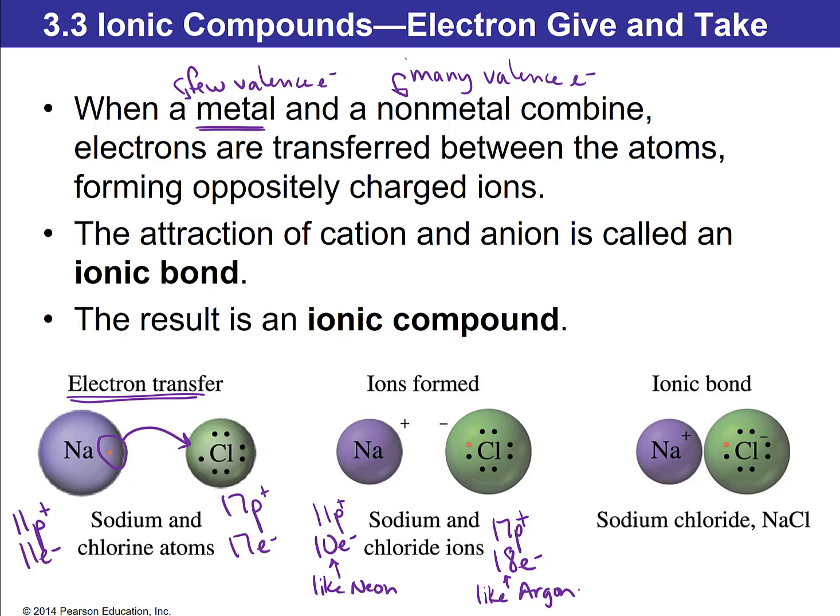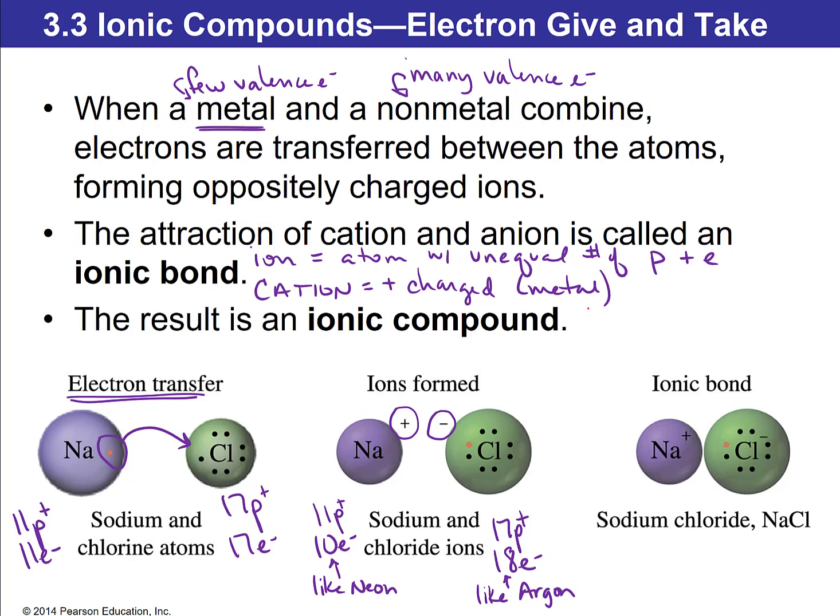They form a compound because the sodium now has one more positive than negative charge, and the chlorine has one more electron, one more negative charge than positive. So the sodium becomes a positively charged ion. An ion is an atom with an unequal number of protons and electrons, so it's an atom with a charge. If it is a positive charge, it is called a cation. Cations are your metals, because metals always lose electrons when they form an ionic bond.